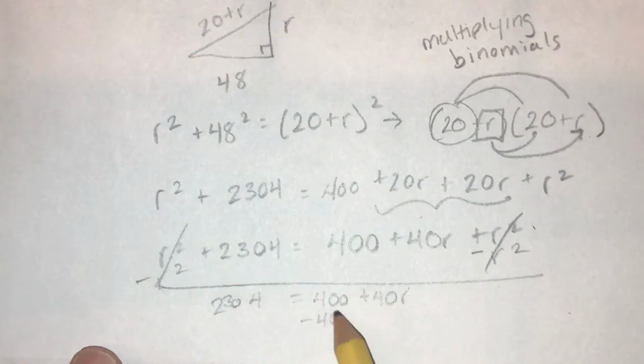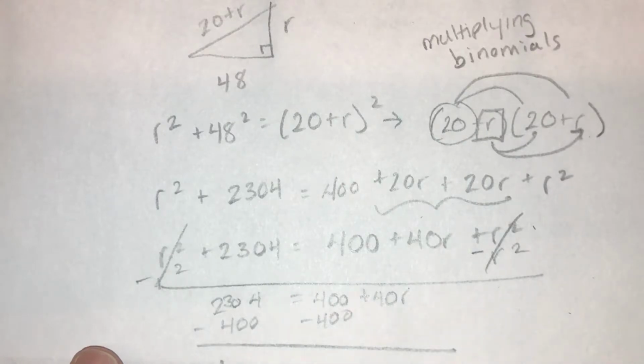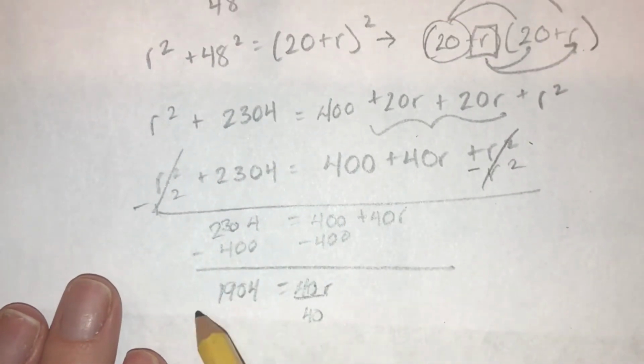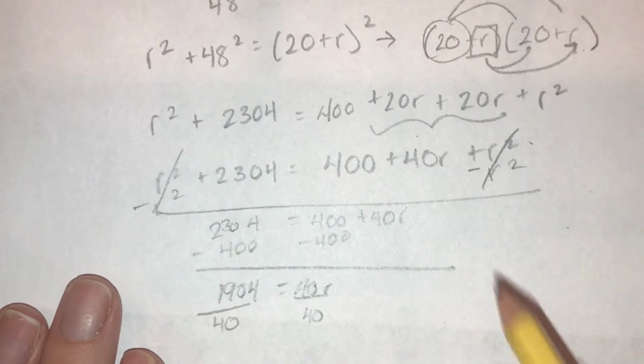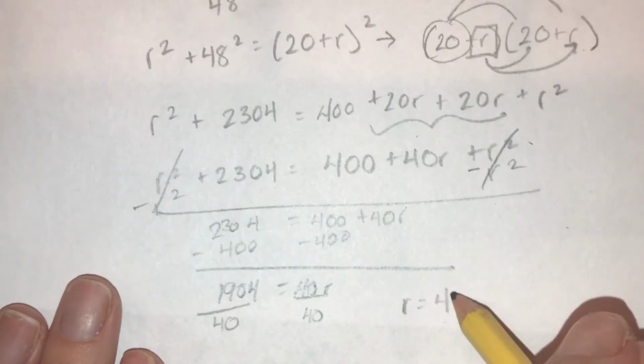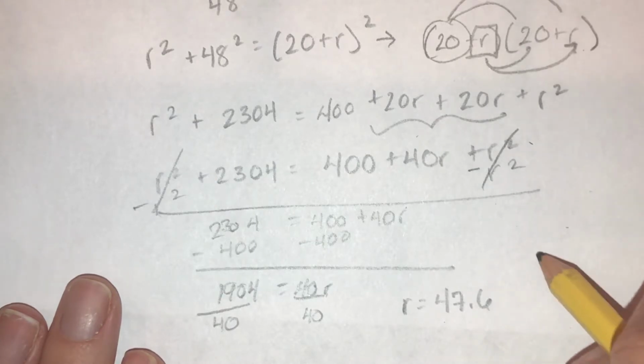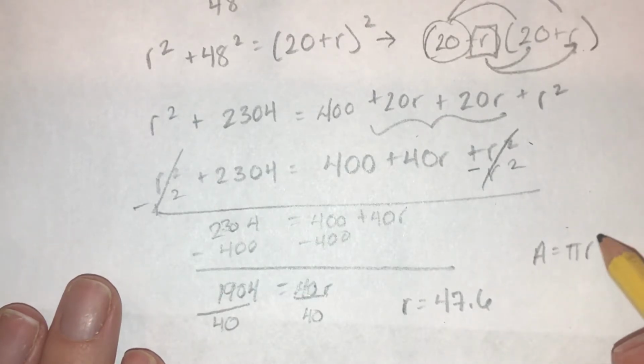I can move 400 to the other side. That would give me 1904 equal to 40R. And then my last step in solving for R is just going to be to divide both sides by 40. That's going to tell me that R is 47.6. And now I can go ahead and plug that into my equation for area, which is pi r squared.